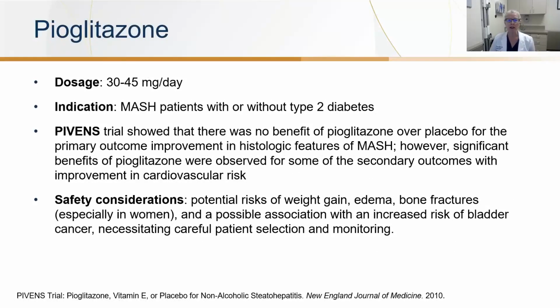Now, pioglitazone indication is for MASH patients with or without type 2 diabetes. The dosage is 30 to 45 milligrams per day. The trials show that there's no benefit for pioglitazone over placebo for the primary outcome, an improvement in the histologic features of MASH. However, there were significant benefits observed for some secondary outcomes, with improvement in cardiovascular risk factors.